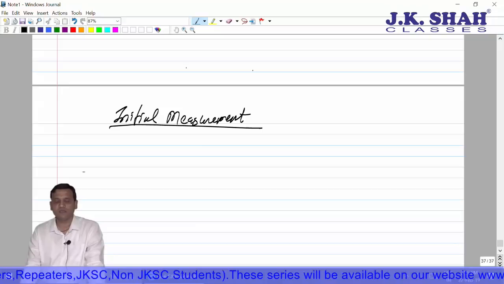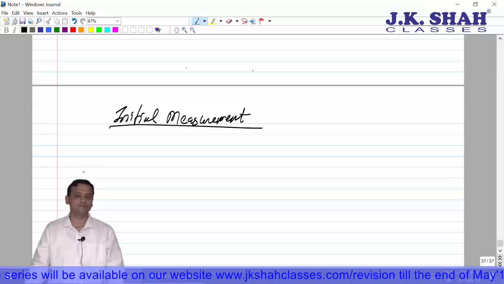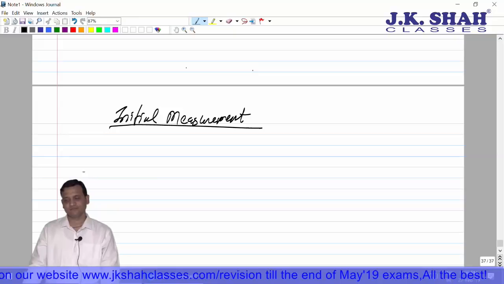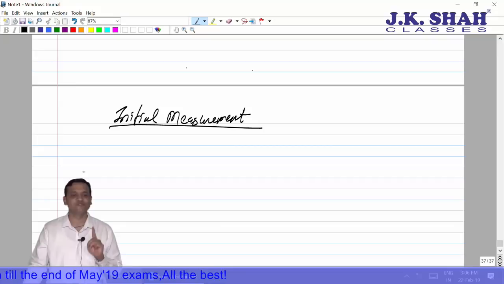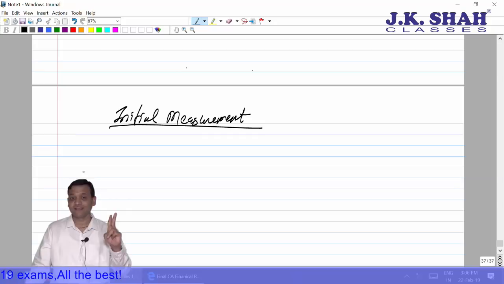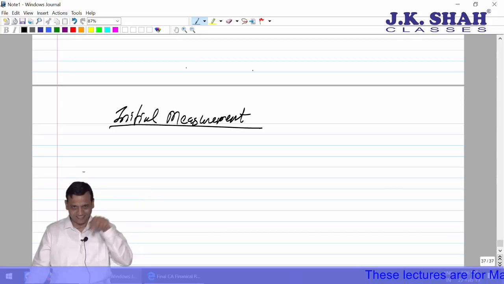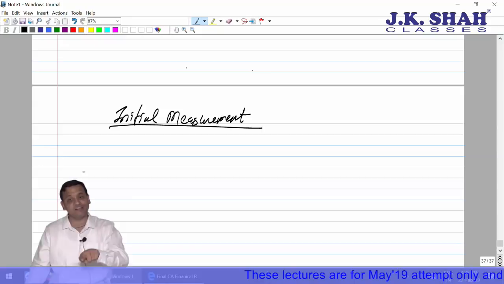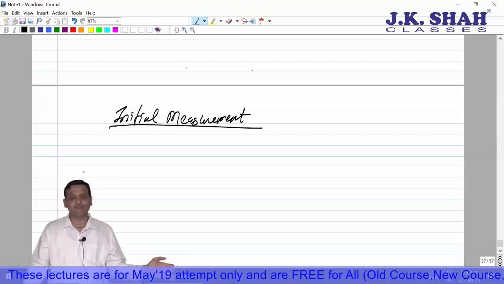Initial measurement. Help me out. At what value should you measure initially? If you remember under IND AS 16, there were three areas. What were the three areas? First, cash. Second, exchange. Very good. Third, self-construction. Here, we have only two areas because self-construction will be covered under IND AS 16 only. Investment properties are those properties which are held for the purpose of earning rentals and capital appreciation. A property which is constructed is not held for the purpose of earning rentals or capital appreciation. So, that will be covered by IND AS 16. So, initial measurement, you can have only two.